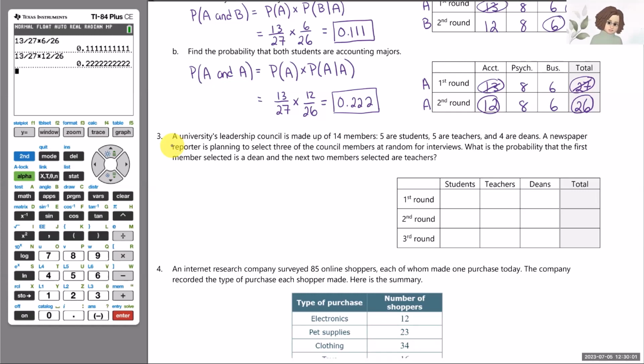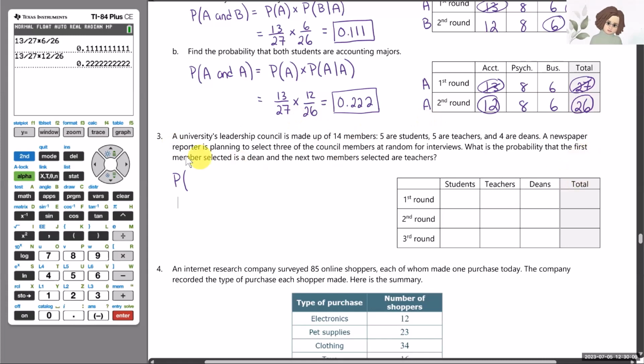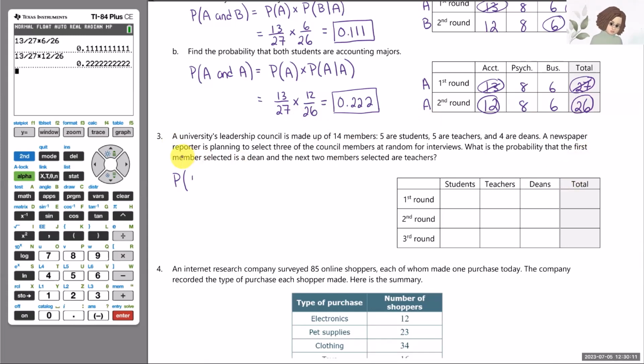All right, let's write the question here. So now we want the probability that they pick the first member is a dean. Let's do D for dean. So a dean first, and then the next 2 are teachers. So then the second one they pick is a teacher, and the next one they pick is a teacher.